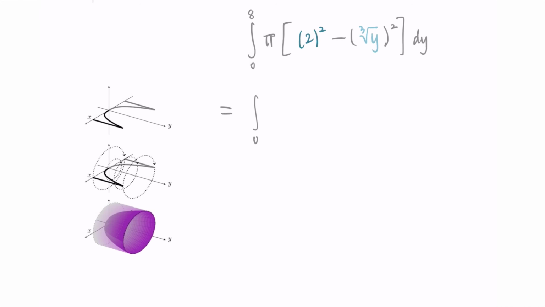Okay, so we're doing the integral from 0 to 8 of pi, and I'm going to work on simplifying this inside bit so that it's easier for me to integrate. So 2 squared is 4, and then I'm going to write the cube root of y as y to the 1/3, and that's getting squared. So this is going to help me out when I'm trying to integrate. We can then simplify it with that squared. So I'm going to think of this pi separately now. Well, actually, let's just leave it in there.